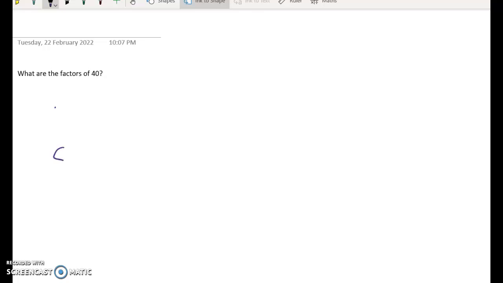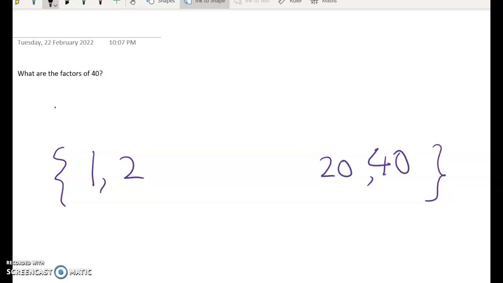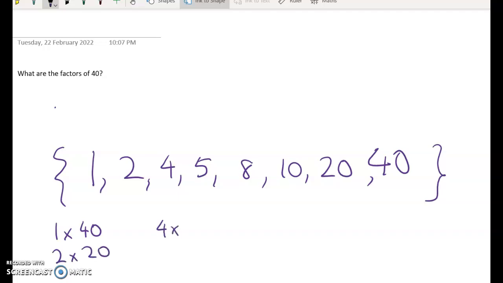Right, factors of 40, one more for you to try. This time I'm not going to write all the basic facts out. I'm just going to do them straight into the brackets. So thinking out loud, we've got 1 times 40, so I'll put the 40 at the end, 2 times 20, then 4 times 10, and 5 times 8. So they are all of the factors of 40. If you need to write those factor pairs out, that's fine too. So 1 times 40, 2 times 20, 4 times 10, and 5 times 8.